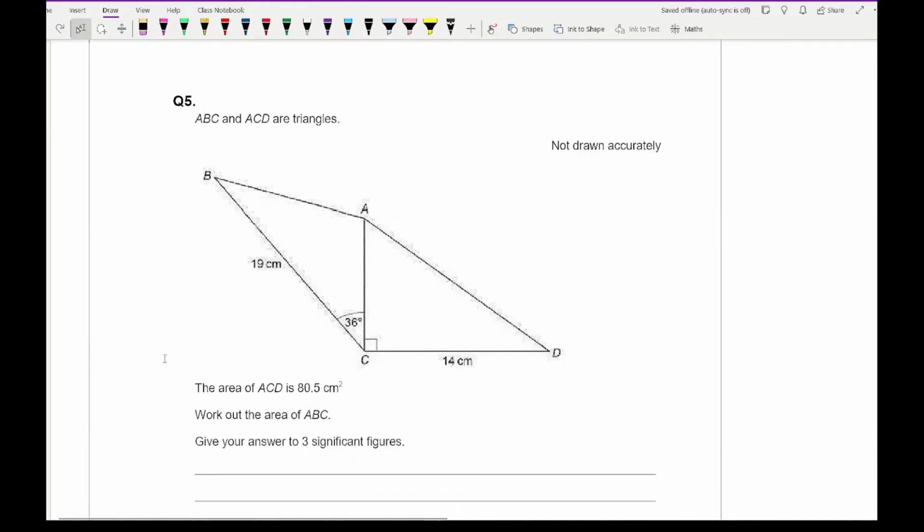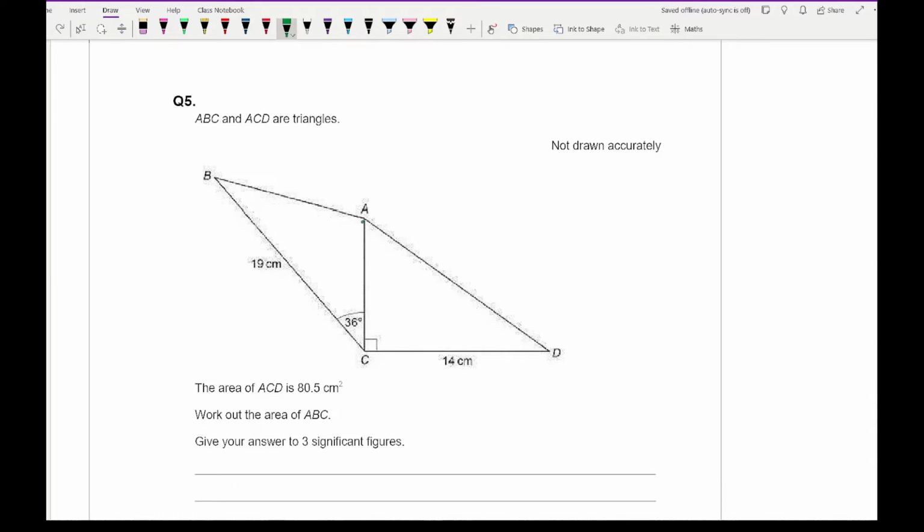Moving on to question 5. Again, continuing with the theme of the cosine and sine rule. The question says ABC and ACD are triangles. The area of ACD is 80.5 centimeters squared. Work out the area of ABC, and we need to give our answer to 3 significant figures. In order to work out the area of ABC, I need to know what the two sides are going to be. I don't know what that is, so let's have a go at working that out.